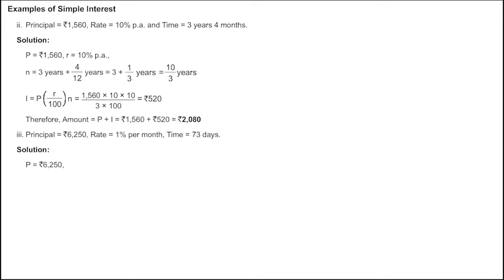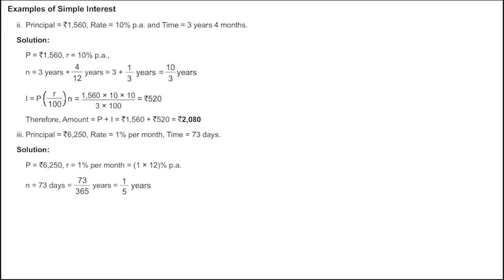So P is given to us as 6250 and rate is 1% per month. So this will be equivalent for per annum, it will be 1 into 12% per annum. So your R is 12% per annum. What is N? 73 days is equivalent to 73 upon 365 year, which is equal to 1 upon 5 year. So our P is 6250, R is 12% per annum, and N is 1 upon 5 in terms of years.